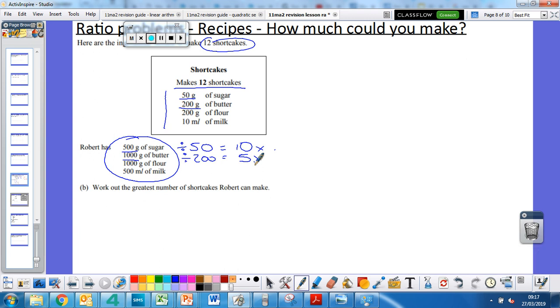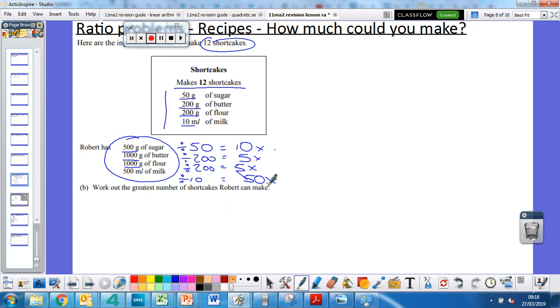He's got 1,000 grams of flour. He needs 200. So 1,000 divided by 200. Again, he's got enough to make the recipe 5 times over with his flour. Finally, for the milk, he's got 500 mils of milk, half a litre in the fridge. He only needs a dash of milk, look, 10 millilitres. 500 divided by 10 means he could make that recipe 50 times over, because he's got loads of milk.